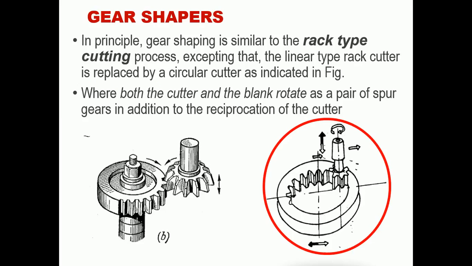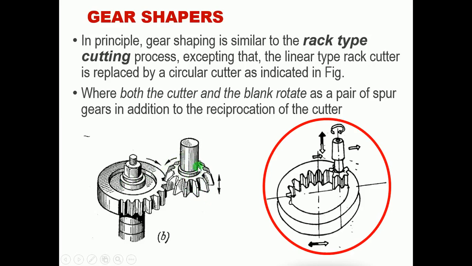Okay. Now, next is called gear shapers. This gear shaper is again part of the generation based on generation principles. In the generation principle, gear shaping is similar to the rack type cutting process, except that the linear rack cutter is replaced by a circular cutter. Here the circular cutter replaces the rack type cutter.